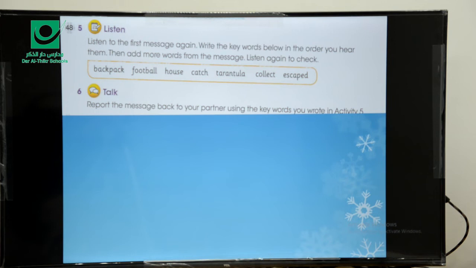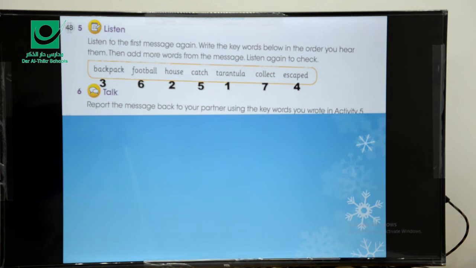Hi Bruno, Billy here. I think I've left my pet tarantula at your house. He was in my backpack, and I think he escaped while we were watching TV. If you find him, please could you catch him for me? Don't worry, he's very friendly and won't bite, unless he's hungry. I'm playing football after school tomorrow, so I'll collect him on my way home. Thanks, bye!